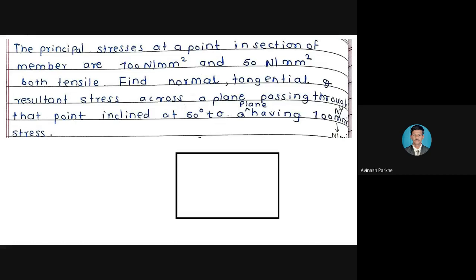Problem number 1: The principal stresses at a point in a section of a member are 100 Newton per mm square and 50 Newton per mm square. Principal stresses, the name is given. Both are tensile.